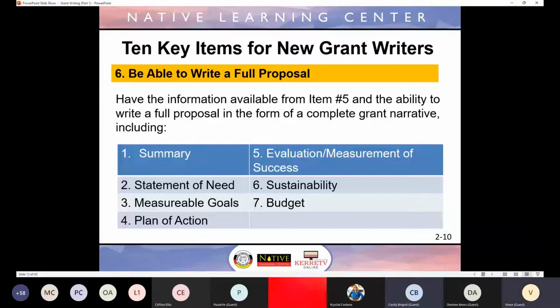And then number 6 is what's referred to as sustainability or capacity. No funder wants to be the sole provider of your funding in perpetuity. They want to know that you're able to identify and use other resources, not just them.